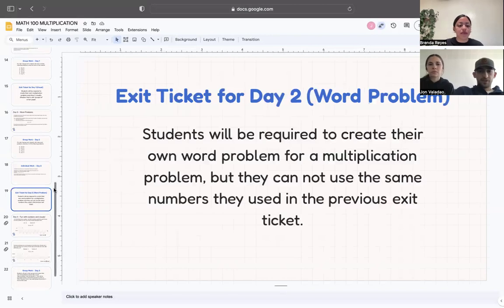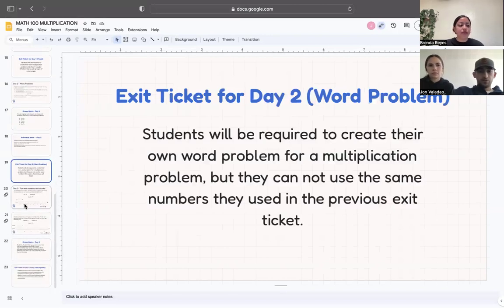Then for our exit ticket for day 2, students will be required to create their own word problem for a multiplication problem, but they cannot use the same numbers they used in the previous exit ticket. The reason being is that if they use the same numbers from the previous day, they're just touching up on what they already know, but instead we want our students to challenge themselves and put themselves out there when it comes to multiplication and just try to spread their wings and work on bigger problems. So yeah, they'll have to create their own word problem, and then for the exit ticket for day 3, we'll bring them together.